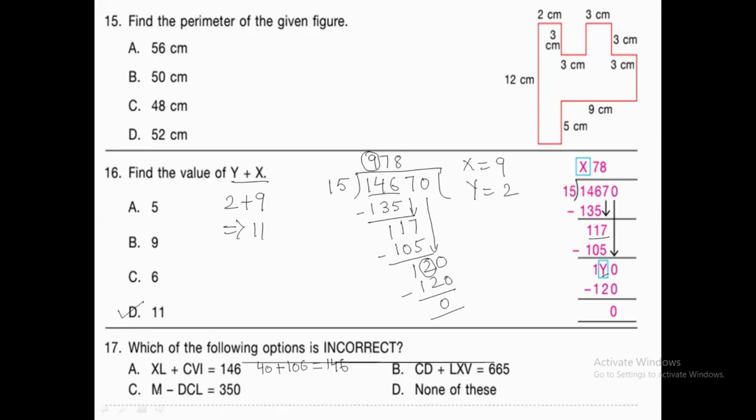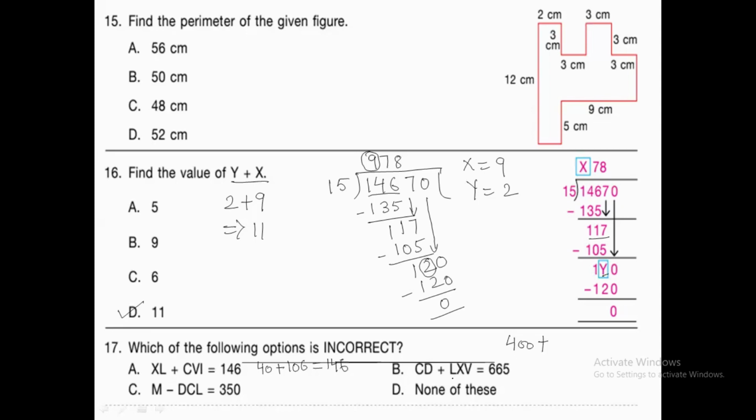Okay. Now let's move to option B, which is CD plus LXV equals 665. Okay, let's see what the meaning of CD is. So D represents 500. Okay, now 500 minus 100, because C is written over there before D. So we need to subtract it. Okay, so D minus C is 400. So 400 is here.